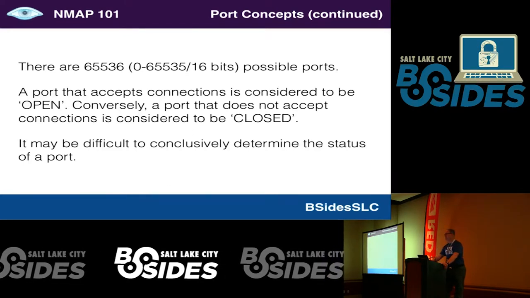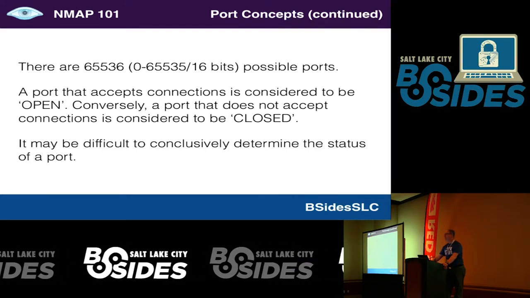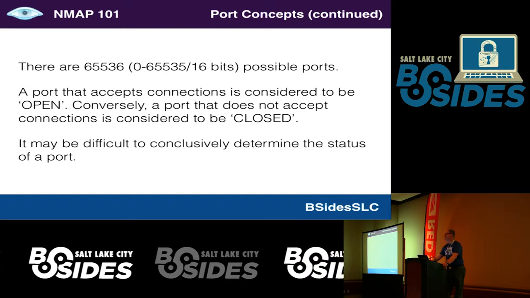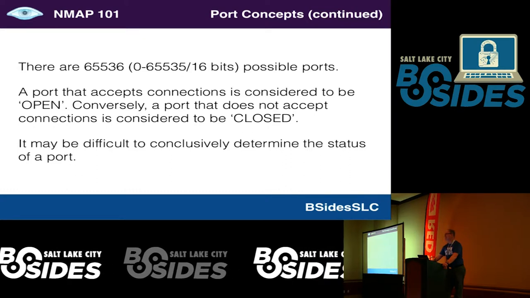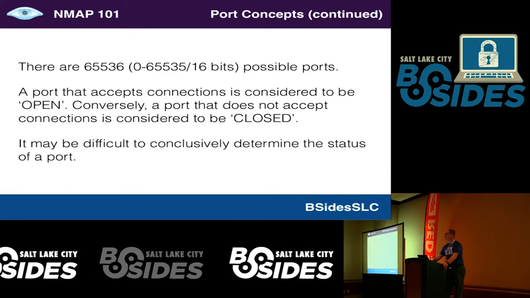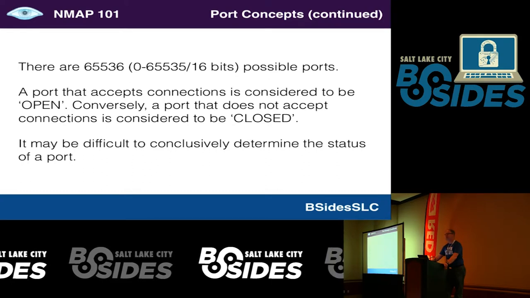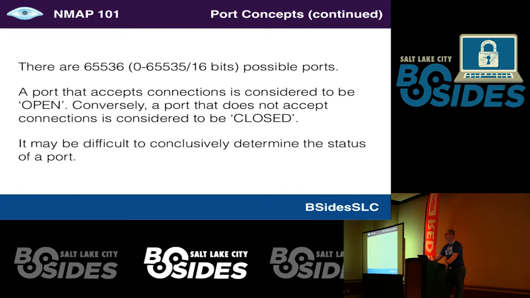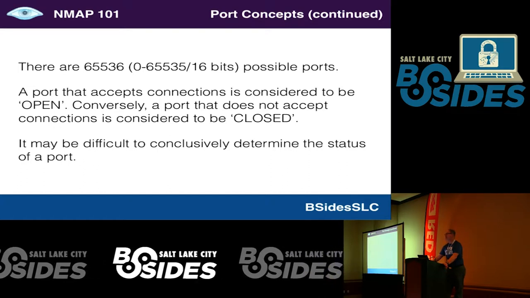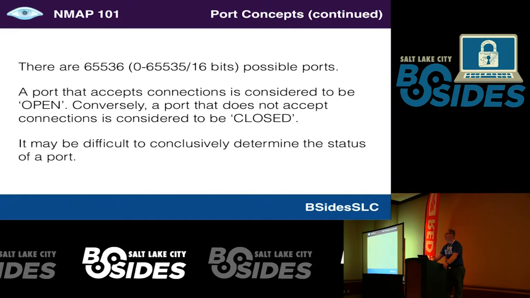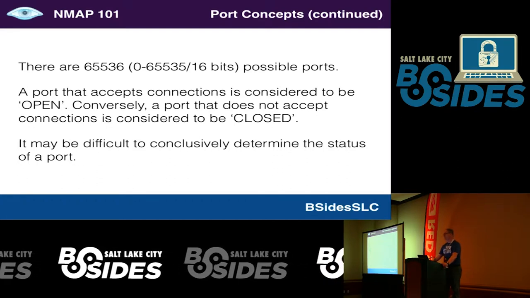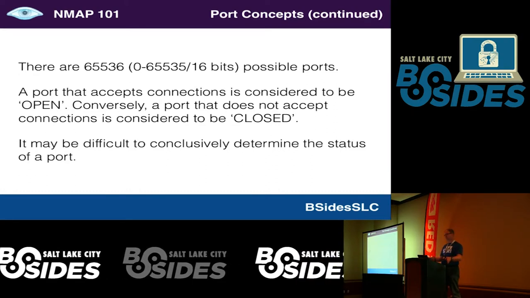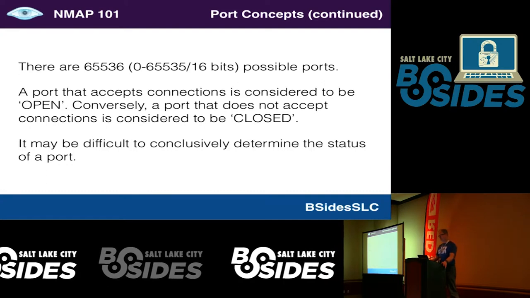Now, on the IP header, a port is given basically 16 bits of possible address space, which basically means about 65,000 possible ports on each machine. One thing about Nmap is that, unless you specify otherwise, it will by default scan the 1,000 most popular ports, the most commonly used ports. And I'm going to show you the configuration option where you can say, let's use them all. Obviously, that costs you in time.